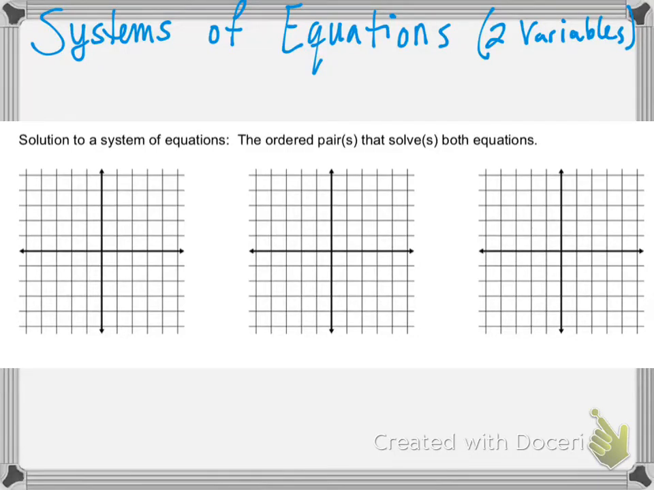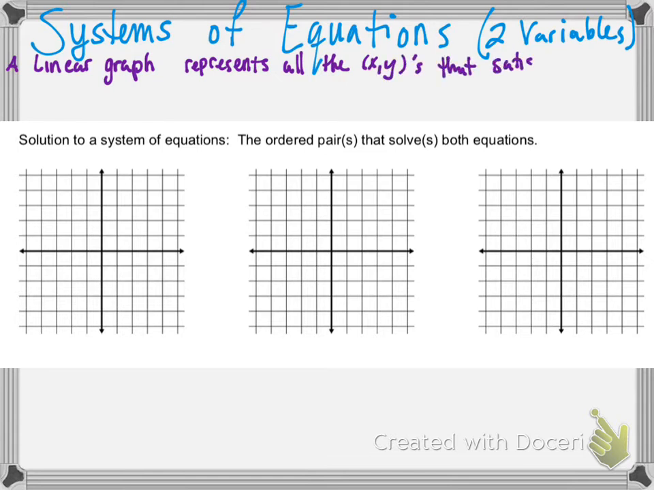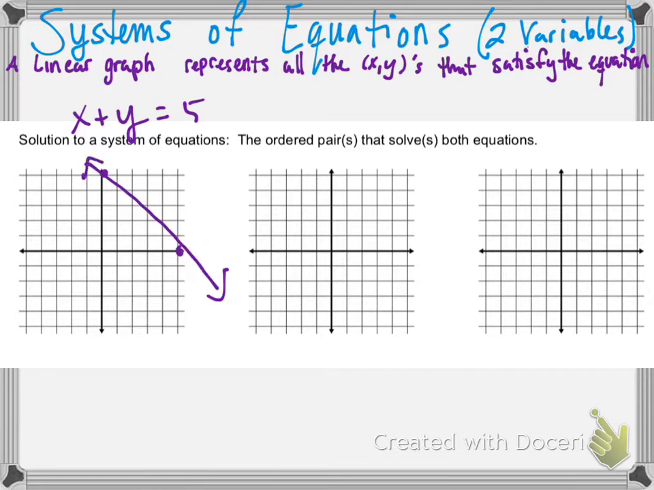Hey there, kiddos. This begins systems of equations in only two variables. You can't have more. So a linear graph represents all the xy pairs that satisfy a given equation. So if I have x plus y equals 5, that's going to be this. And every point on that graph will satisfy that equation.